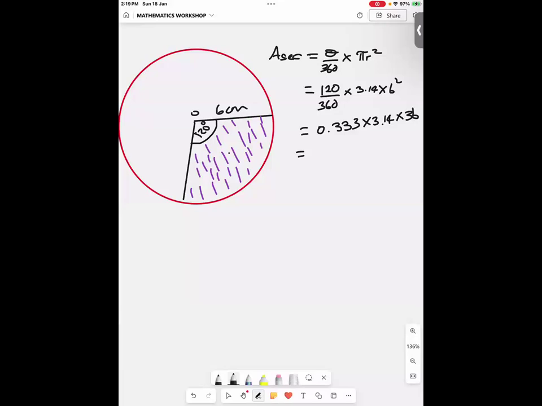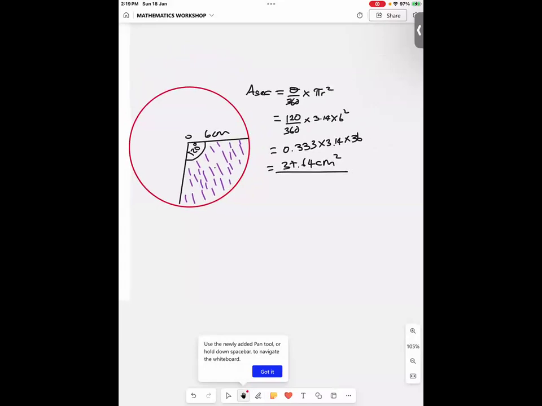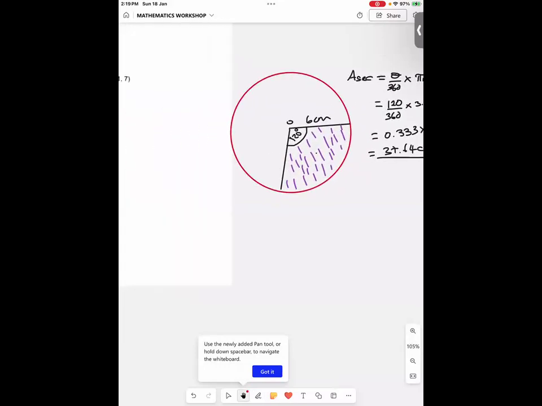Sir, 37.64. Thank you so much. 37.64 square centimeters. And that is the area of the purple section. Okay? All right. So that takes care of that part of the problem. Let's move on then. Any questions on that? No?